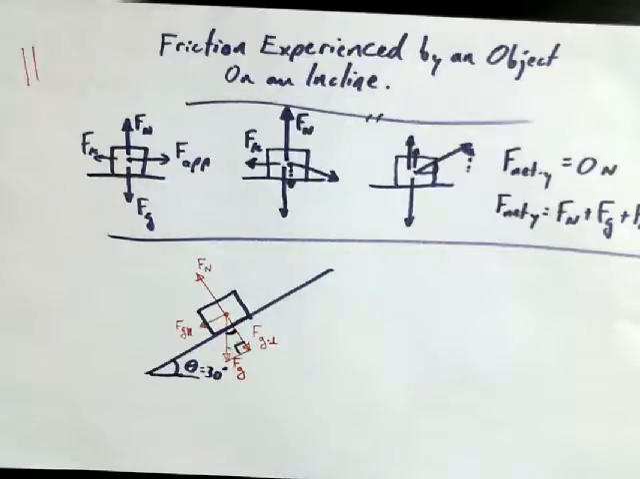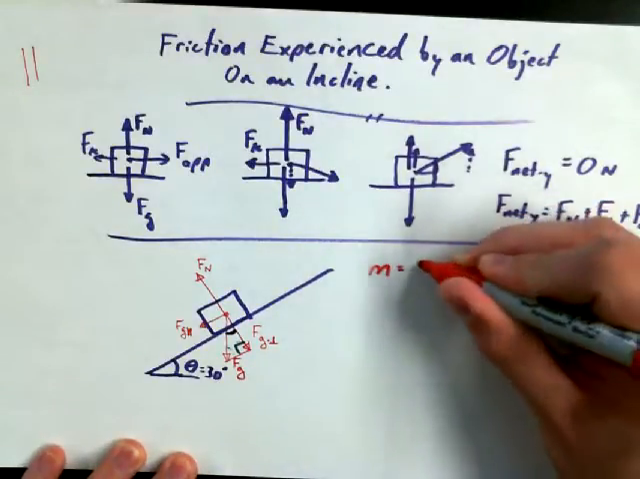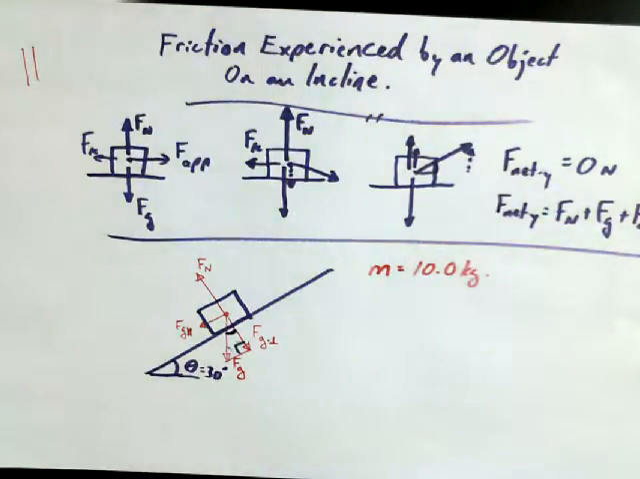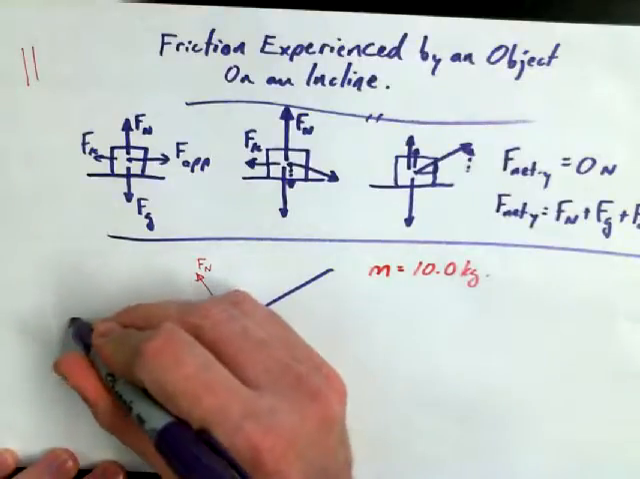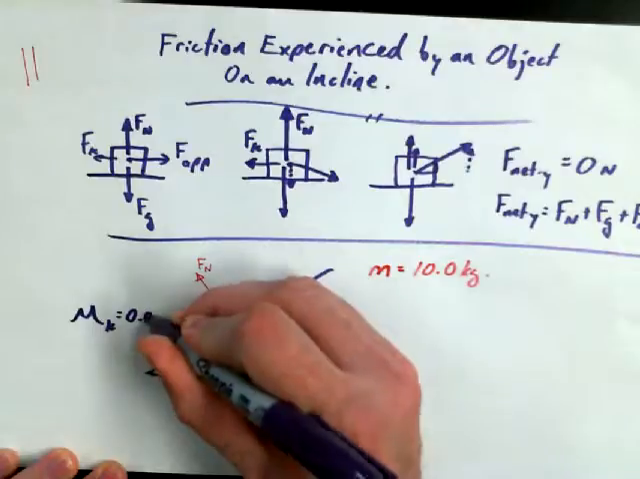Let's throw in some numbers at this point, okay? I want to make up some values. So I'm going to give some mass to these things. Let's say that this object has a mass of 10.0 kilograms. And you know what, I should also say what the coefficient of kinetic friction is here. Mu k is equal to 0.0500.